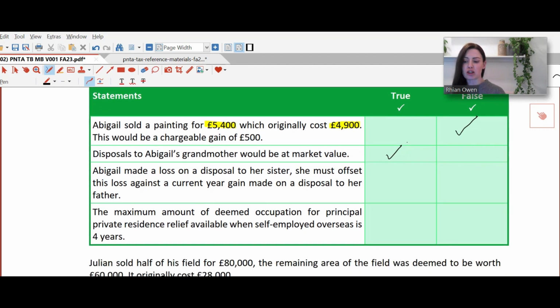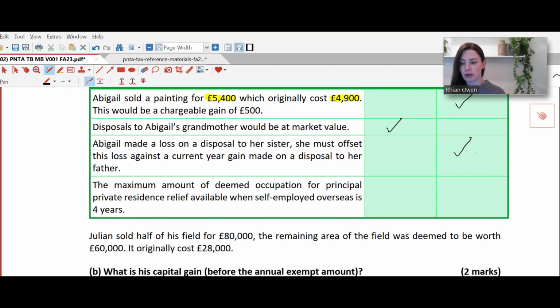Abigail made a loss on a disposal to a sister. She must offset this loss against the current year gain made on a disposal to her father. So this one is false, and that is because she cannot use that loss against a gain on a disposal to her father. The loss can only be used on any future gains that are made on disposals to a sister.